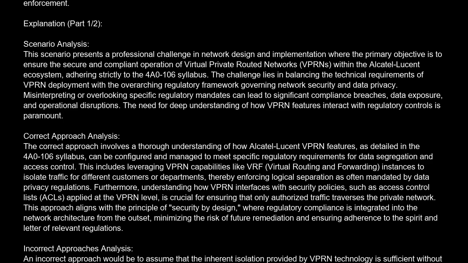Incorrect approach analysis. An incorrect approach would be to assume that the inherent isolation provided by VPRN technology is sufficient without explicit configuration and verification against regulatory mandates. For instance, failing to implement granular access controls within a VPRN, or not properly segmenting traffic between different security zones, could lead to unauthorized access or data leakage, violating principles of data protection and network security.